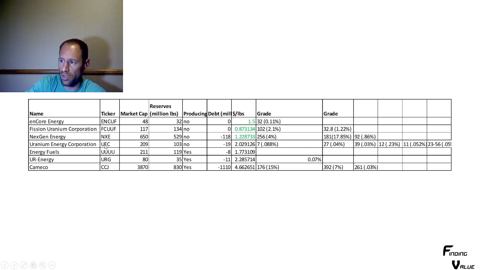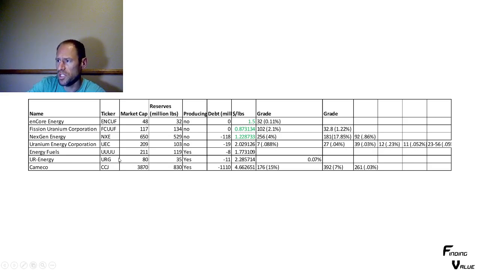So I do own a little bit in UEC. I own a little bit in UUUU, Energy Fuels. They do like to dilute their shares. Not a big fan of that. Market cap's 211 million. They got 119 million pounds, which is pretty good. They are producing. They got 8 million in debt, and they're gonna extinguish this debt pretty quick. I think they're gonna do it in October, so they'll be debt free very shortly here. They've got $1.77 per pound. Not too bad. I didn't see anything on the percent of their reserves, their grades.